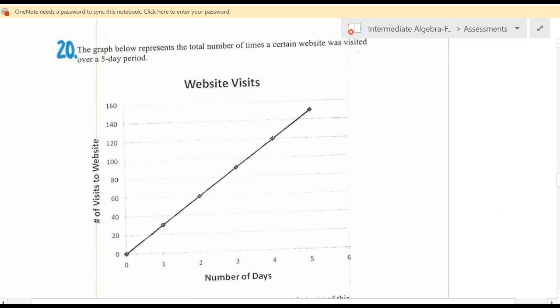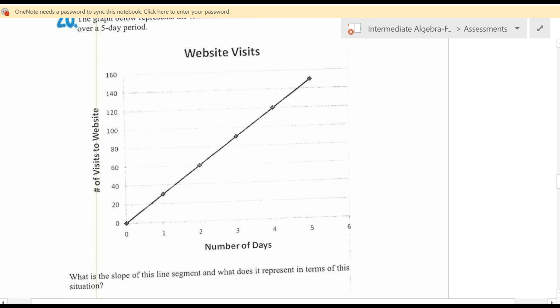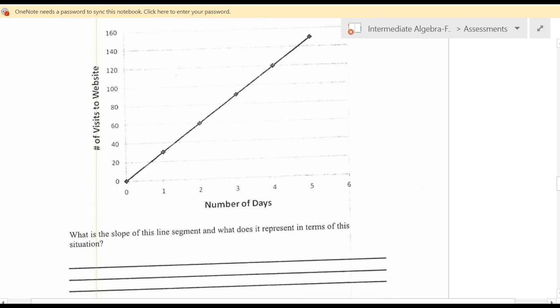Question 20 says the graph below represents the total number of times a certain website was visited over a 5-day period. It says, what is the slope of the line segment and what does it represent in terms of the situation? So if I'm standing at 0, I go up 30 is my rise, my run is 1. So this is 30 over 1. Let's see if that's true. If I'm standing at 30, I go up to 60 and over 1. So yeah, that's true. So my slope is 30 over 1.